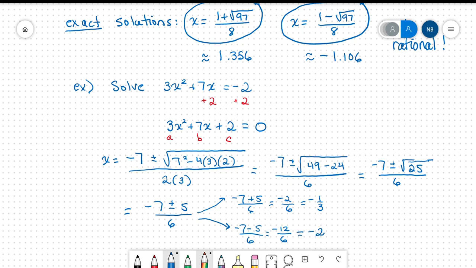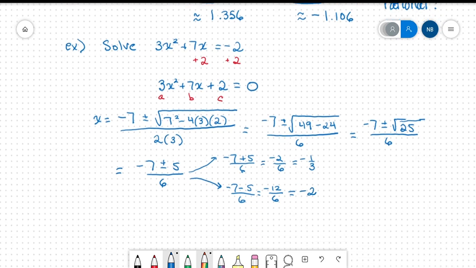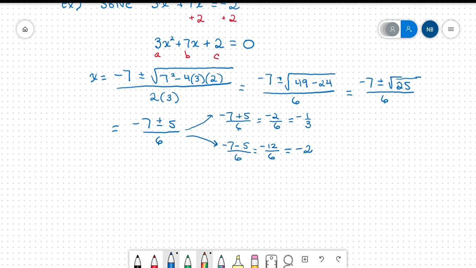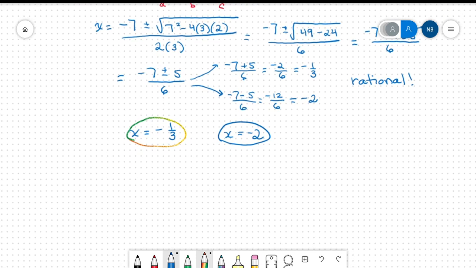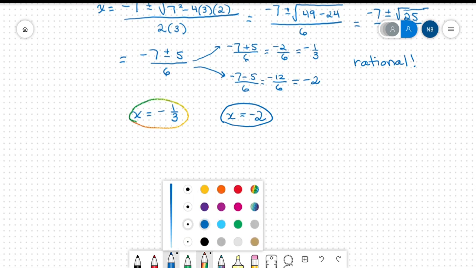We've got rational number answers again. These are rational fractions, rational, which means we could have factored the original problem, but it's okay that we didn't. We found our solutions and we found them correctly. Okay, so those are the solutions to this quadratic equation. All right, next example.